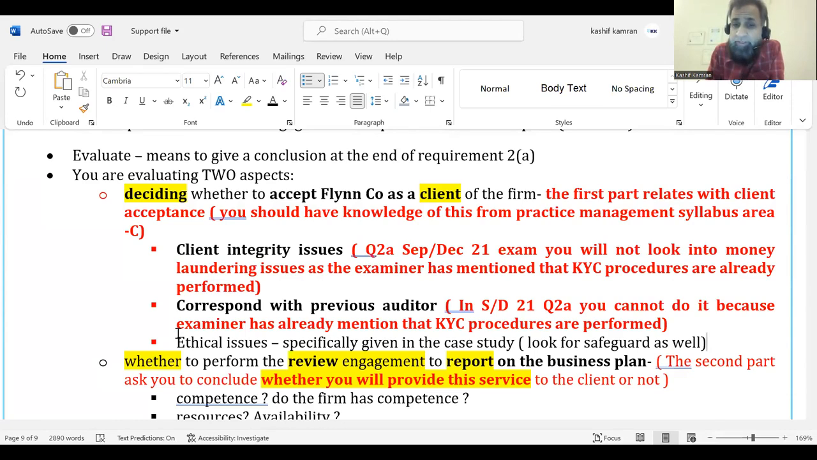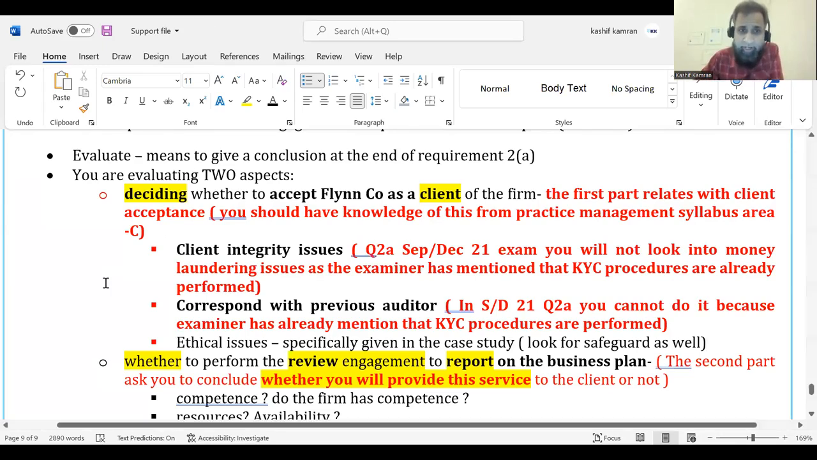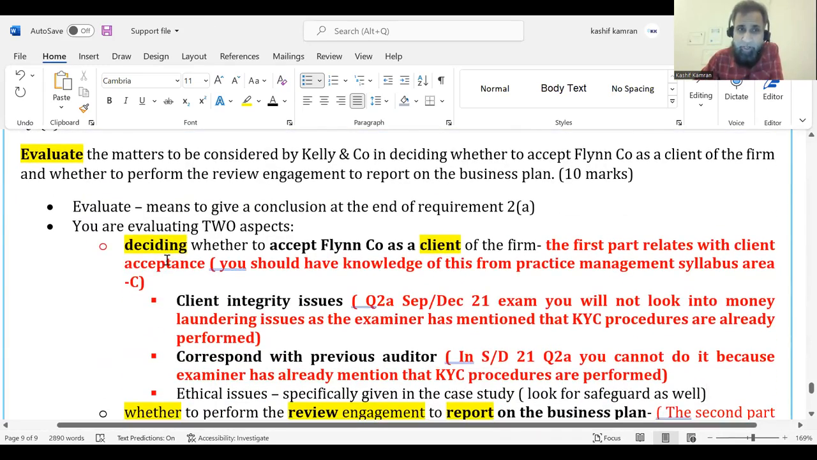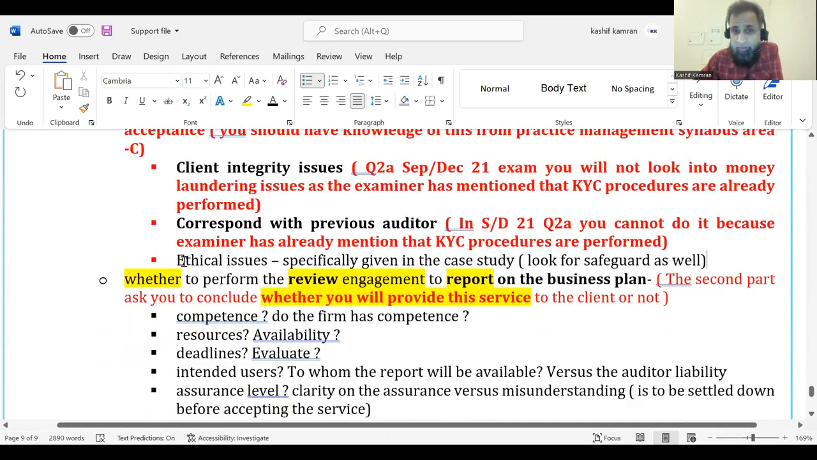Can we offer the service to report on the business plan? We look for the fees, we look for deadlines, we look for competence, we look for resources. So accumulatively, we need to reach a 10 marks answer. So how many marks do we have for this question? In total, we have 10 marks for this question.